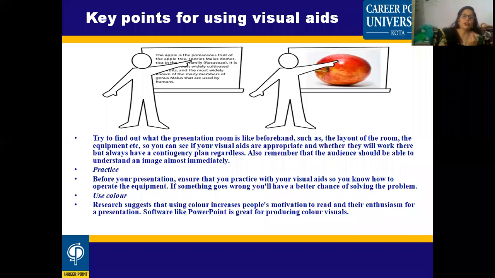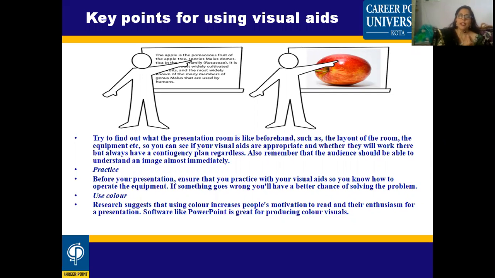So you should always try that your presentation room is prepared beforehand, and whatever visual aid you are using is placed in a particular place, so that everyone sitting in that auditorium, sitting in that room, can see that particular visual image that you are going to use in your presentation.